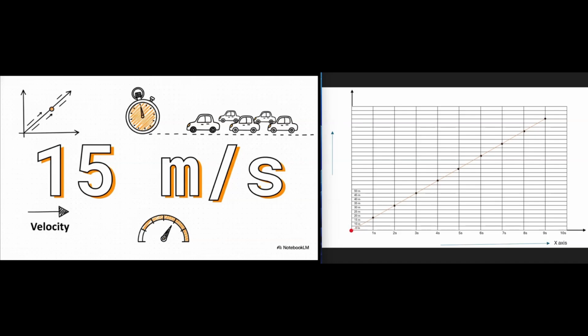And here's the beautiful part. Because it's a perfectly straight line, the slope is the same everywhere. You could pick points at the beginning, the middle, the end, you'll always get 15 meters per second, constant velocity.